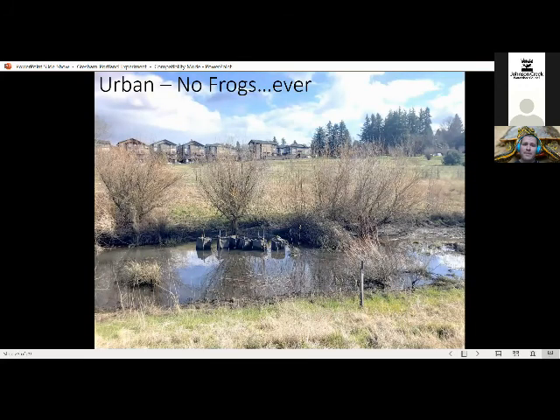And I won't show you the data on it, but we did raise frogs again in places where there currently aren't any frogs breeding.